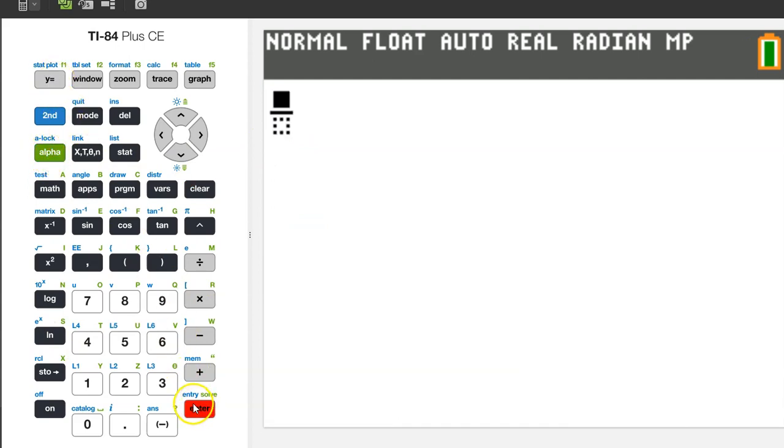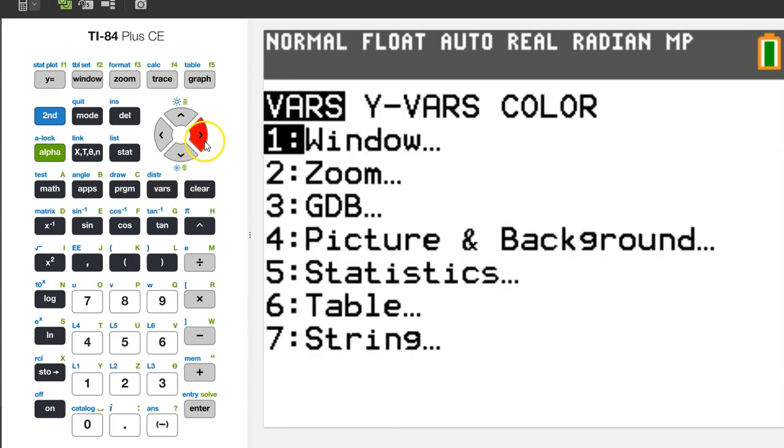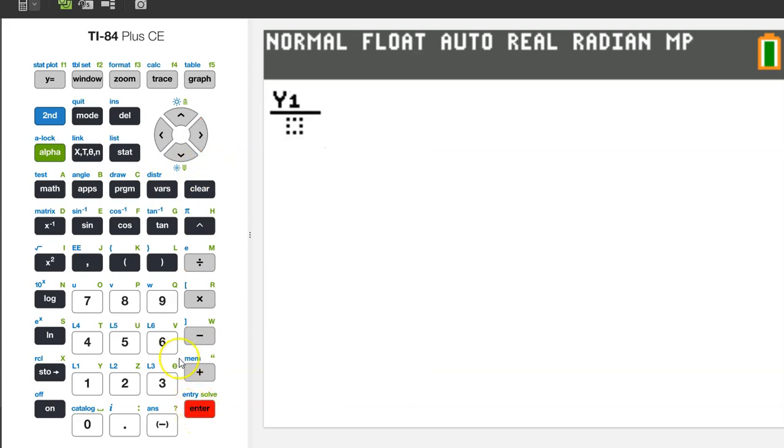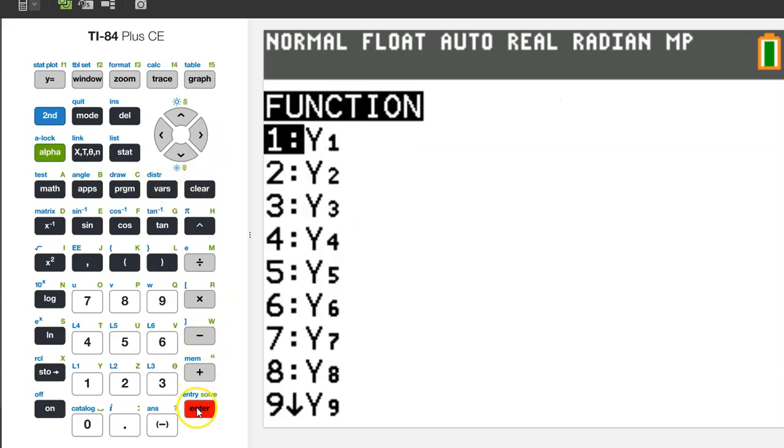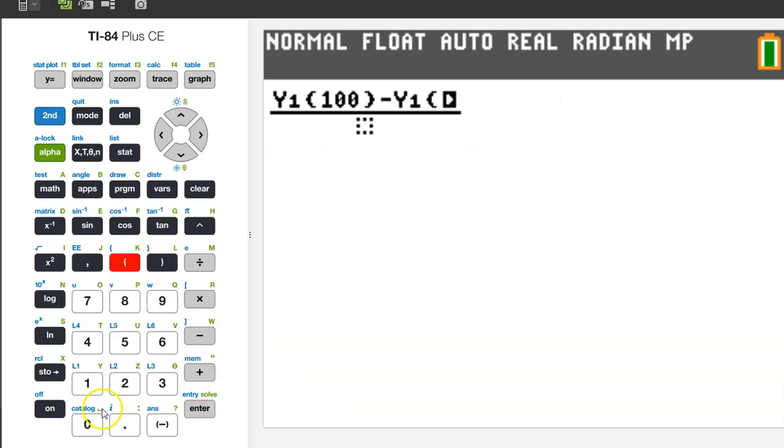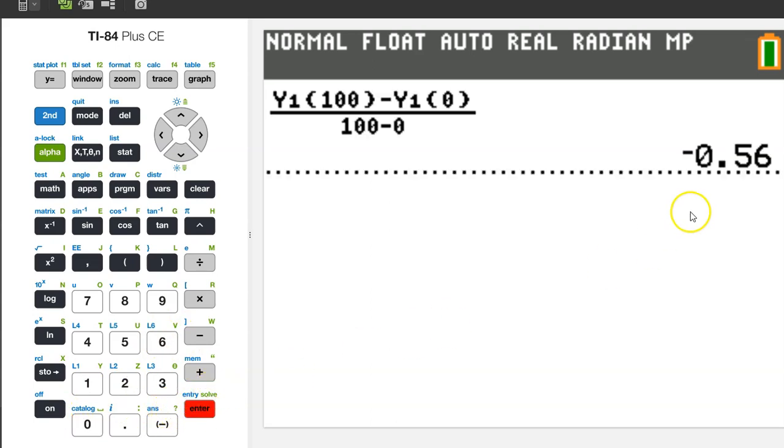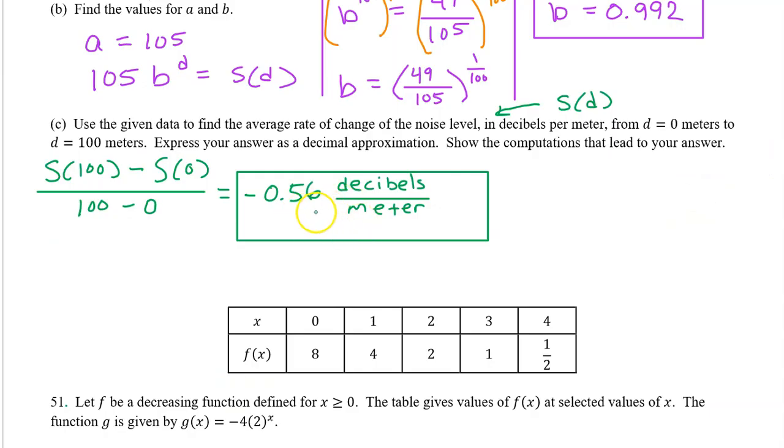I can do alpha y equals enter. In the numerator we need Y1 at 100. So I'm going to do vars, yvars, enter, enter. So that's Y1. And now this is Y1 at 100. Now I need minus Y1 at 0. So vars, yvars, enter, enter. And that's Y1 at 0 over 100 minus 0. And hit enter. Negative 0.56. Don't forget to include units in your answer.